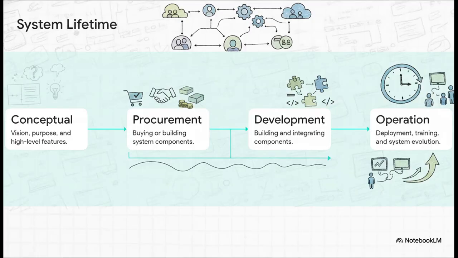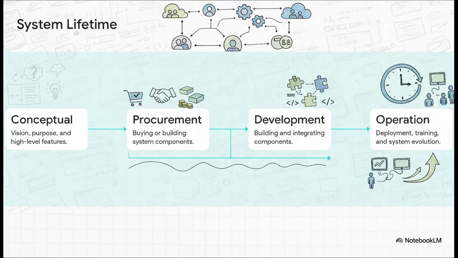Now notice how the lifetime of these large, complex systems breaks down into 4 overlapping stages. Step 1 is conceptual design. This is where we set out the vision, the purpose, and the high-level features in plain, non-technical language. Step 2 is procurement or acquisition, where decisions are made about, say, buying off-the-shelf hardware or software versus hiring contractors to build custom solutions. Step 3 is development, where we actually build and integrate these components.